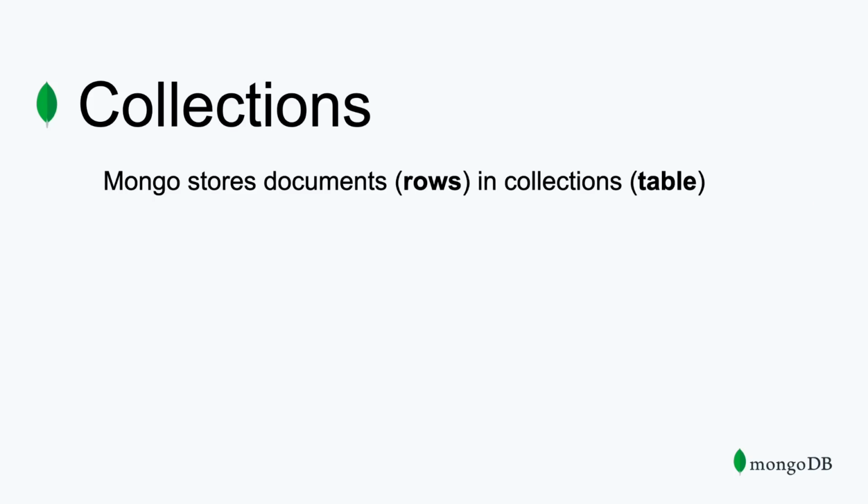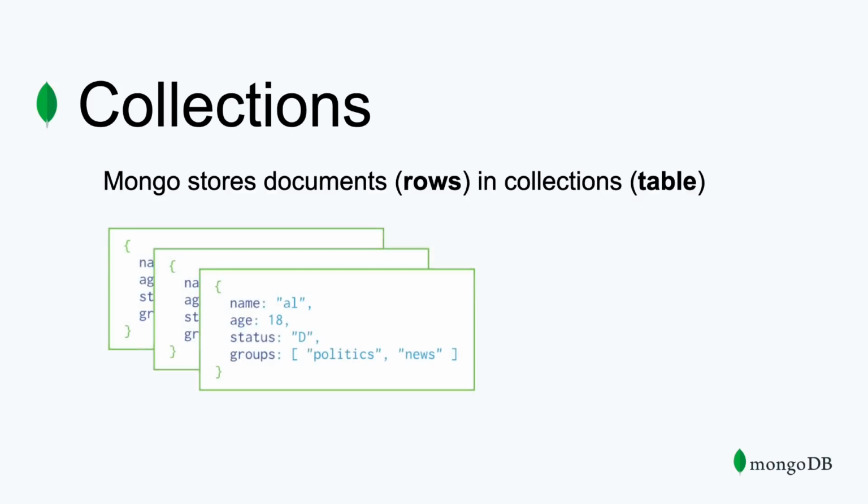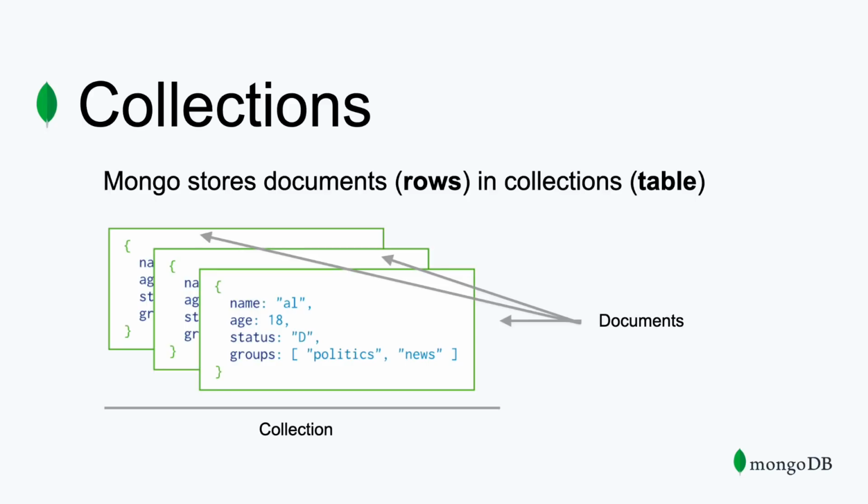Now let's learn about collections and documents. So Mongo stores documents, i.e. rows, in collections. Basically, if you've done any relational database, then this should be familiar. Documents are the same as rows, and collections are what are known as tables in the relational database world. So we have in here a bunch of documents. These are similar to JSON objects. These are the documents, and then the collection is what holds all of these documents.